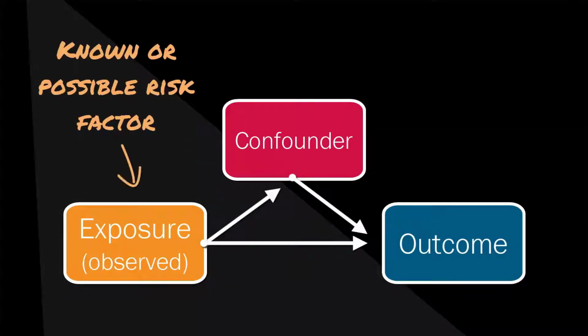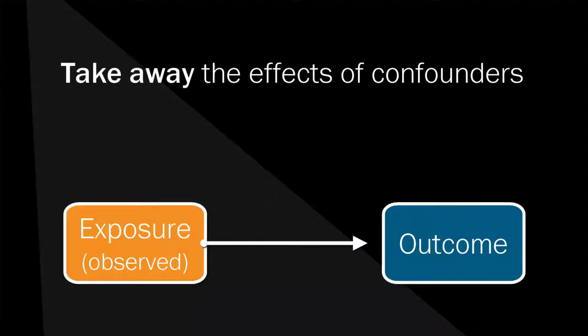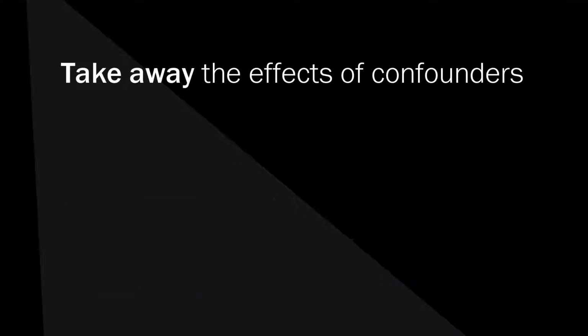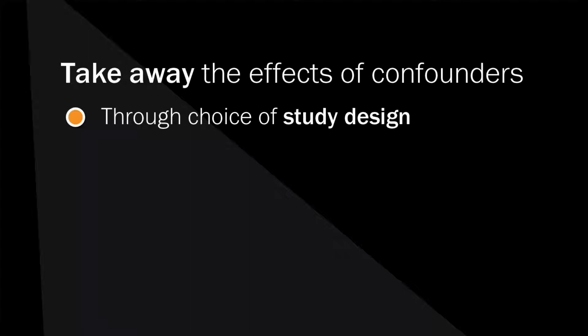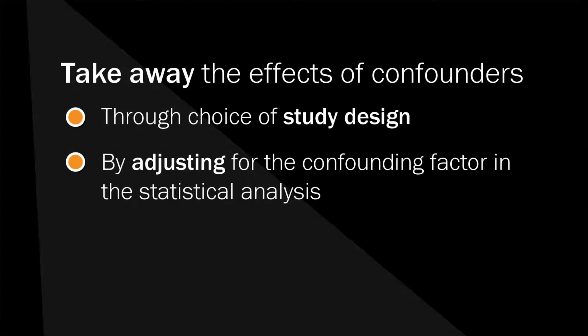Exposure can be a known or possible risk factor. Outcome can be a disease or condition. We need to remove the influence of a confounding factor in order to get nearer to the truth. We can do this in a couple of ways. Through our choice of study design. Ideally, any confounding is taken care of in the design stage, or by adjusting, also known as controlling, for the confounding factor in the statistical analysis.